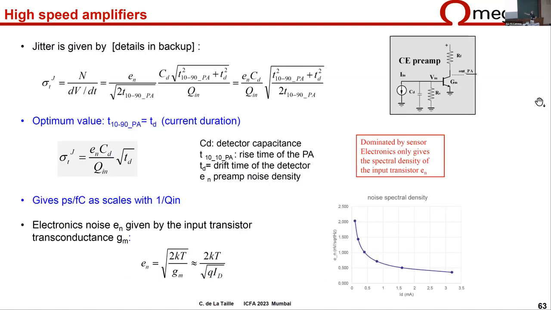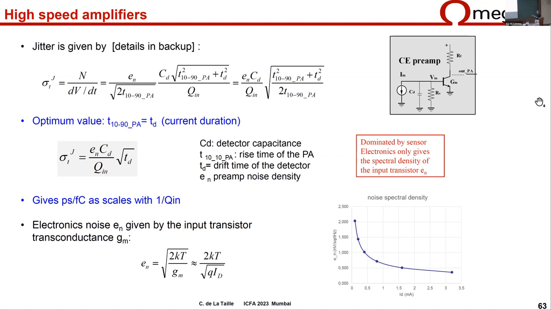You can calculate the jitter. Once again, this is the noise divided by dV over dt. So you bring this to the values that you have. Sorry, it's a bit of calculation. Believe me, it will depend once again on the signal duration, the speed of your preamp, and then also the noise, sensor capacitance, and the charge. So you would need to do the calculation to convince yourself. But one thing that you see once you have done the calculation is that there is an optimum, so you can play with the preamp speed. I think it's plotted on the next curve, and you can see that there will be an optimum for the preamp speed equal to the current duration.